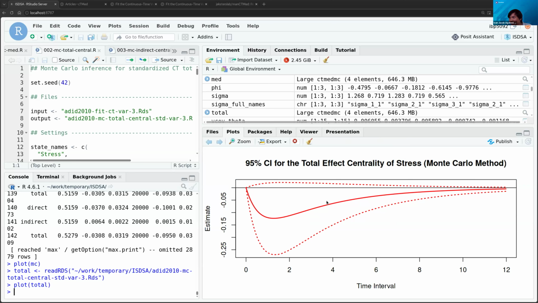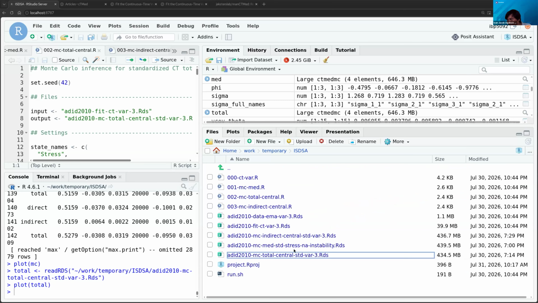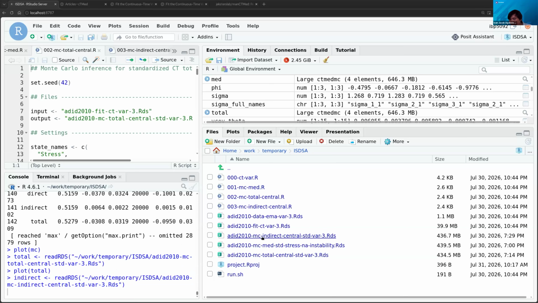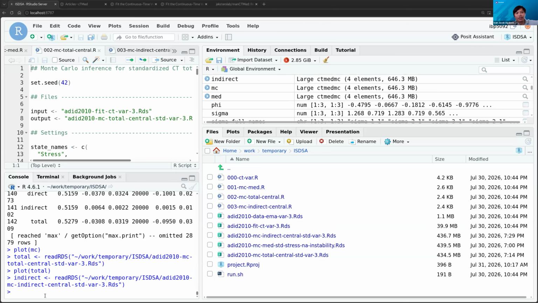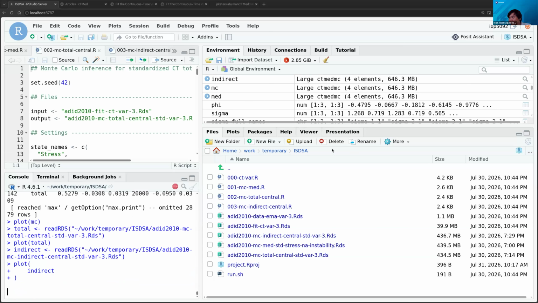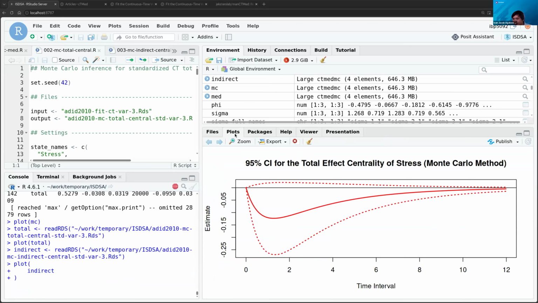So the effect of stress is, if we take a look at the indirect effect centrality, so the total effect is basically how each variable has an effect on the rest of the variables in the system, and it basically just aggregates that. The indirect effect is how each of the variables are conduits of the associations between the variables. So for the indirect effect centrality, let's wait for it.